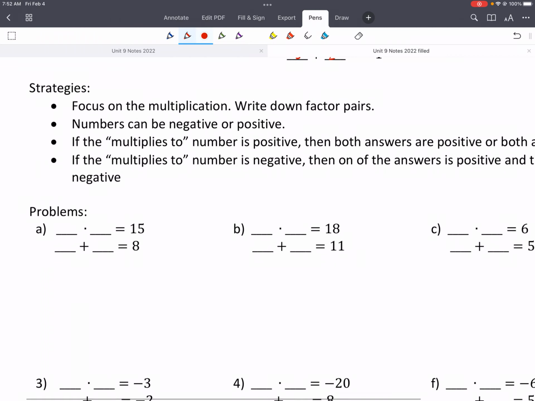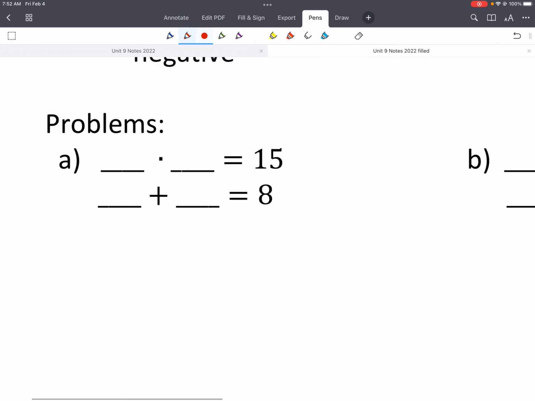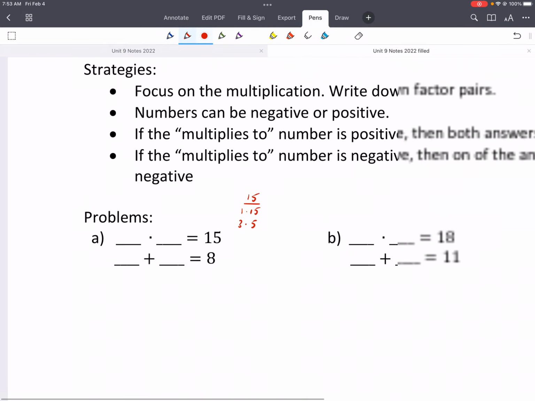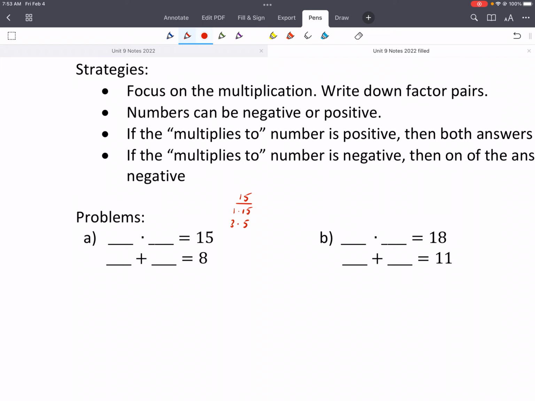All right, so here are some strategies on being able to figure out what the two numbers are. First off, focus on the multiplication. Write down factor pairs. So we want to focus on this first. So we would write down our factor pairs. So 1 and 15. And then 2 doesn't go into it. 3 and 5. And then the next number would be 4, but 4 doesn't go into 15. And then 5, but we already have 5. So those are the factor pairs. So focus more on the multiplication and make sure you write down factor pairs.